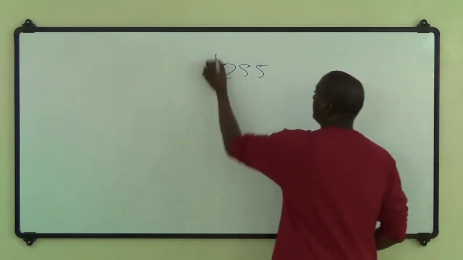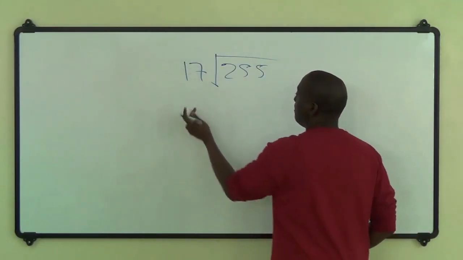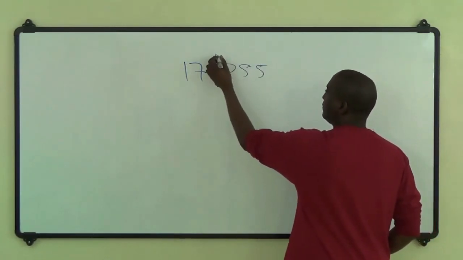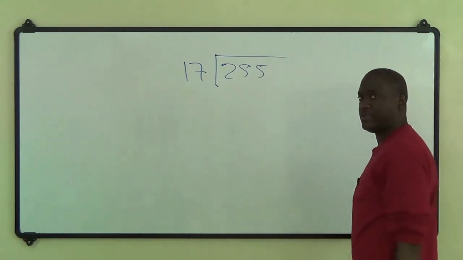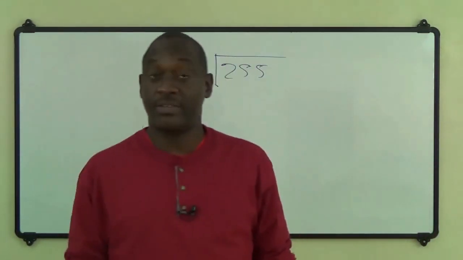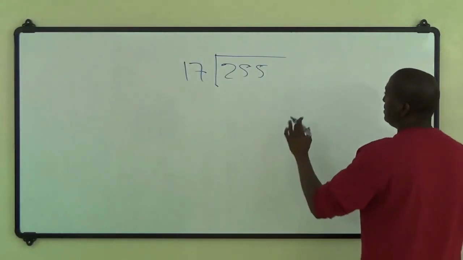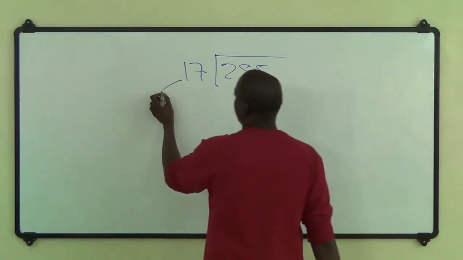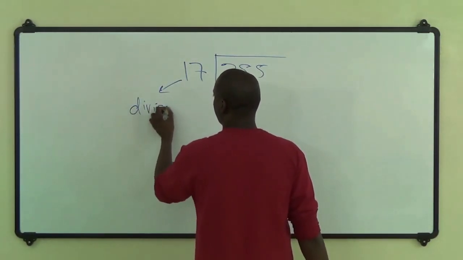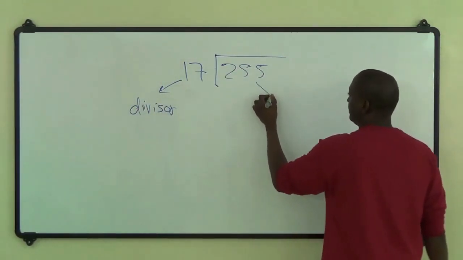See, I learned something here tonight. I was not aware that 255 could be divided by 17. Remember, this is something that we would do in primary school, where you have a long division, where you have, this is the divisor, and this is the dividend, I think it is.